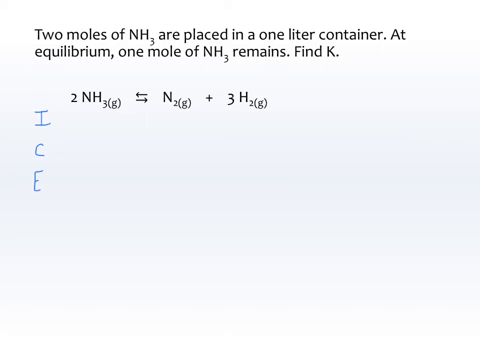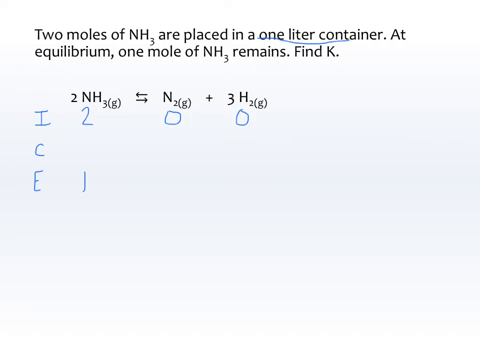2 moles of NH3 are placed in a 1 liter container. The 1 liter is really nice so that I know 2 moles of NH3 is really 2 molar NH3. At equilibrium, 1 mole of NH3 remains in the 1 liter container. So that's it. That's all the information they give us. Do remember that at the beginning of the reaction there is no nitrogen, there is no hydrogen, so those are both going to be 0.